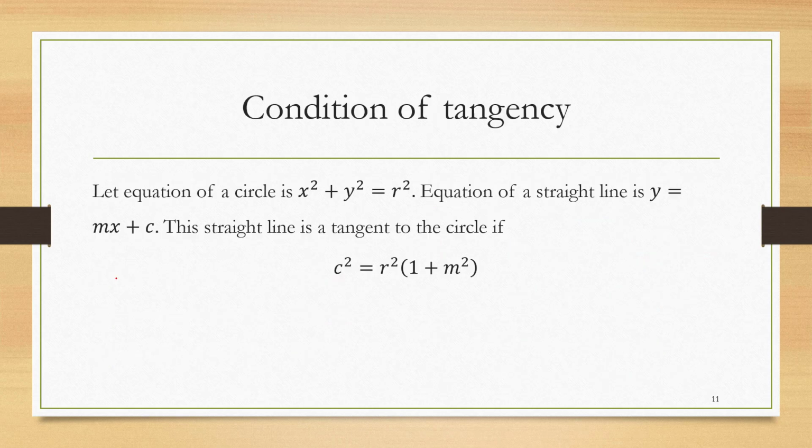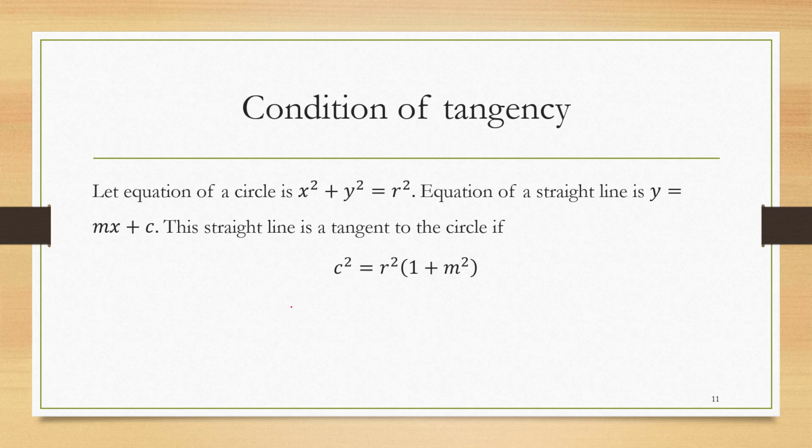Next we will do the condition of tangency. The equation of the circle is given, x square plus y square is equal to r square. The equation of a straight line is y is equal to mx plus c. This straight line is a tangent to the circle if c square is equal to r square into 1 plus m square. This is the condition.